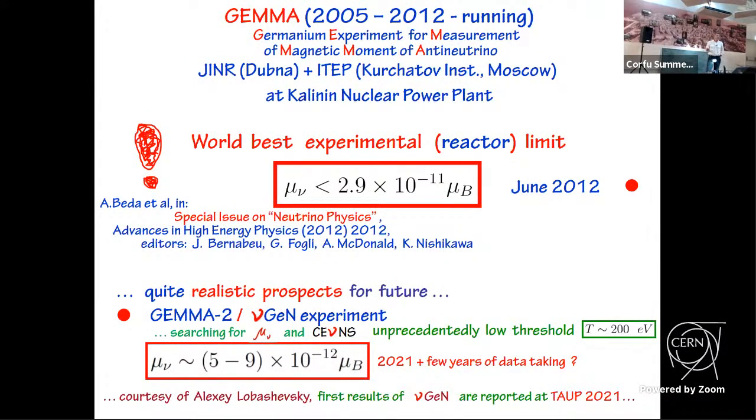Well, now a new stage of this experiment is running. Sometimes they call this GEMMA-2, sometimes GEMMA-3, but really the most exact title of this experiment is the New GEMMA experiment. Just these days, new results from this GEMMA-2 New GEMMA experiment were reported at TAUP, and it is expected that within some years this experiment will provide a sensitivity for the magnetic moment at the level of 5 to 9 times 10 to the minus 12 Bohr magnetons.